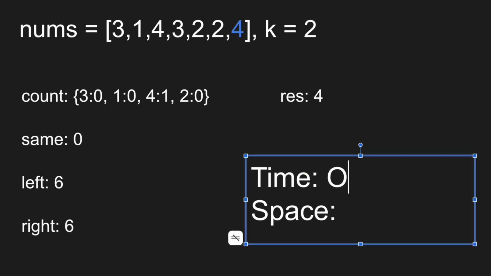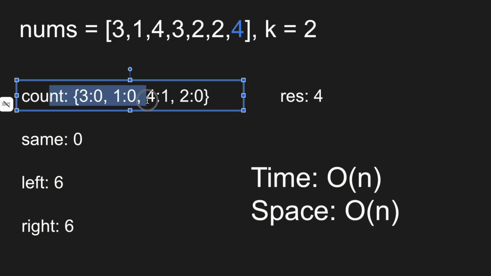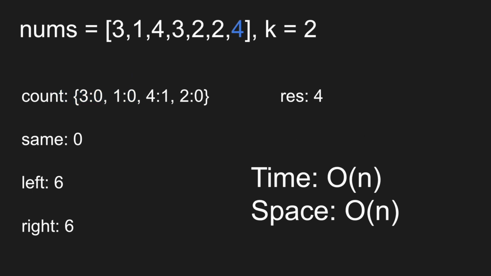So the time complexity would be O of n because we need to loop through the nums array, and the space complexity will also be O of n because of the count hash map that we made. So now let's get to the coding part.